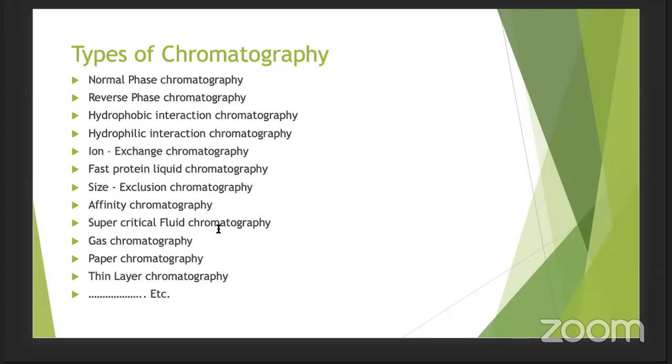Then supercritical fluid chromatography, where we use supercritical fluids like carbon dioxide to do the separation. Then gas chromatography, where the mobile phase is gas, and the stationary phase is packed into a coiled column structure. Then paper chromatography, which is a planar type of chromatography. The same is the case with thin layer chromatography and so on. Now that you have the basics of chromatography, we can go into HPLC.